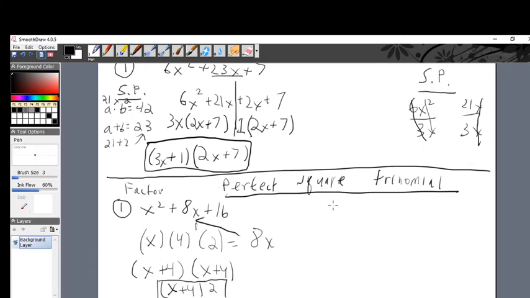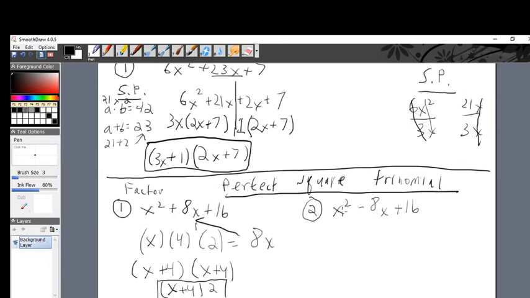Let me show you another perfect square trinomial, the other type: x squared minus 8x plus 16. Now you can see you can take the square root of x squared, you'll get x. Take the square root of 16, you'll get 4. Looks like something special is going on over here.